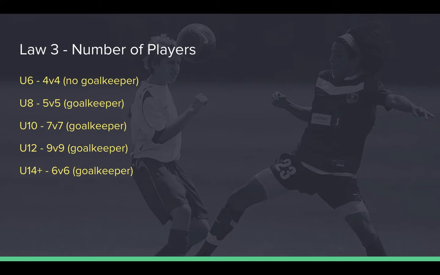At U8 and up, one player from each team must be designated as a goalkeeper. The goalkeeper will wear a different color shirt from the teammates so that everyone can easily distinguish this player.